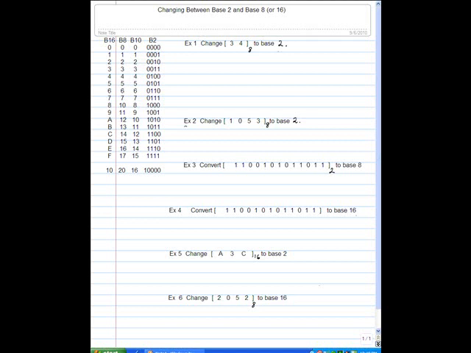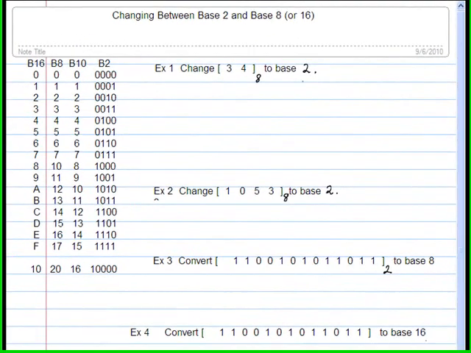In this podcast, we're going to be changing from base 2 to base 8, from base 2 to base 16, or from base 8 to base 2, or base 16 to base 2. And we're dealing with bases 2, 8, and 16 because those are the primary bases used by a computer.